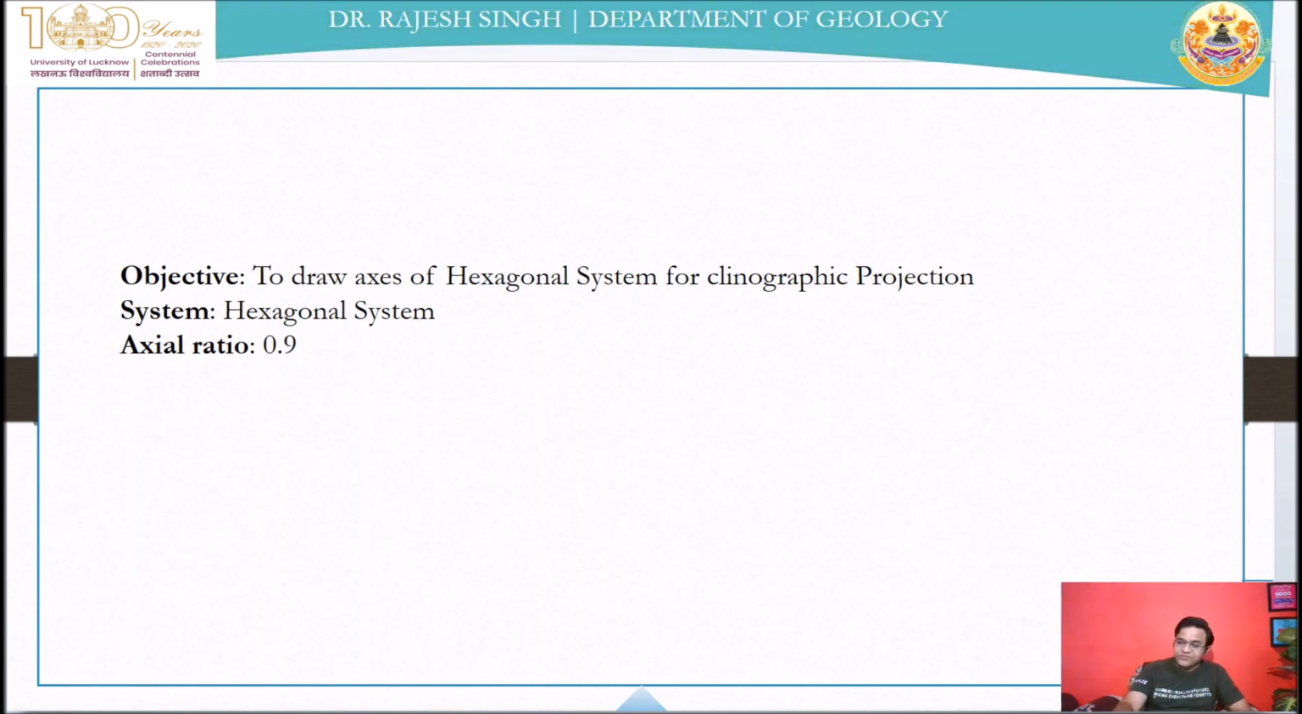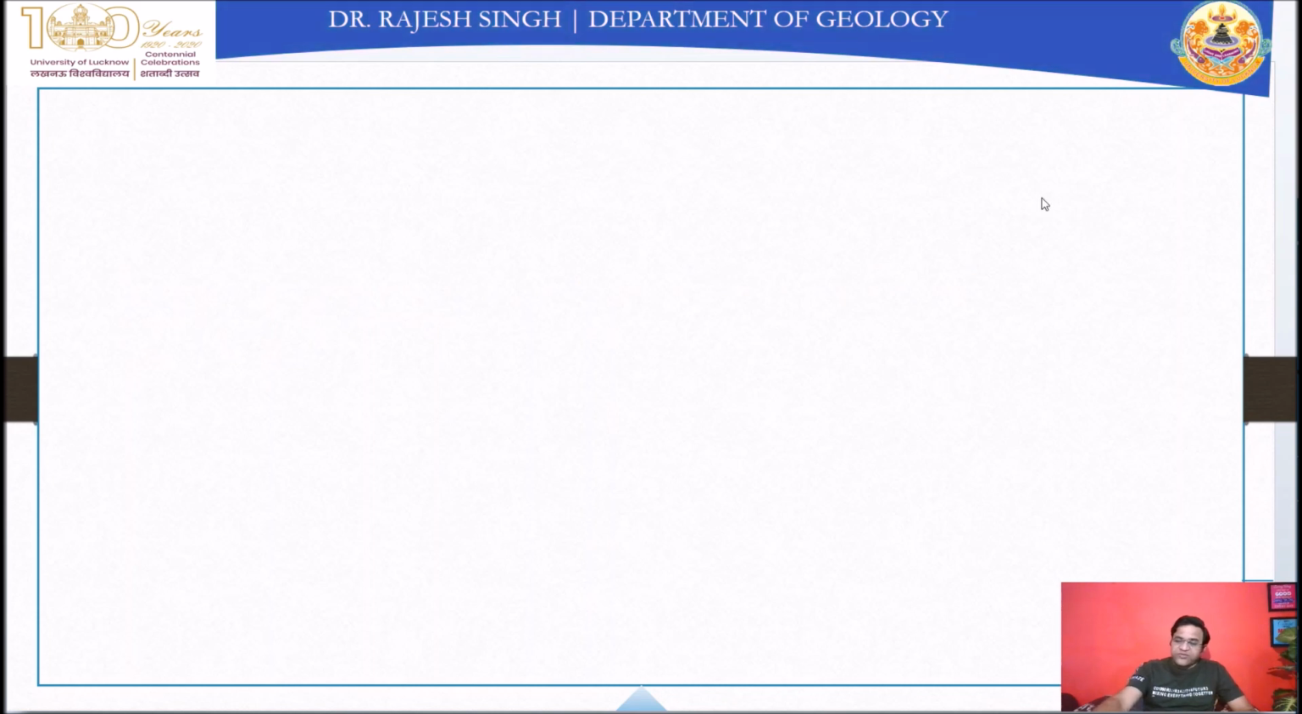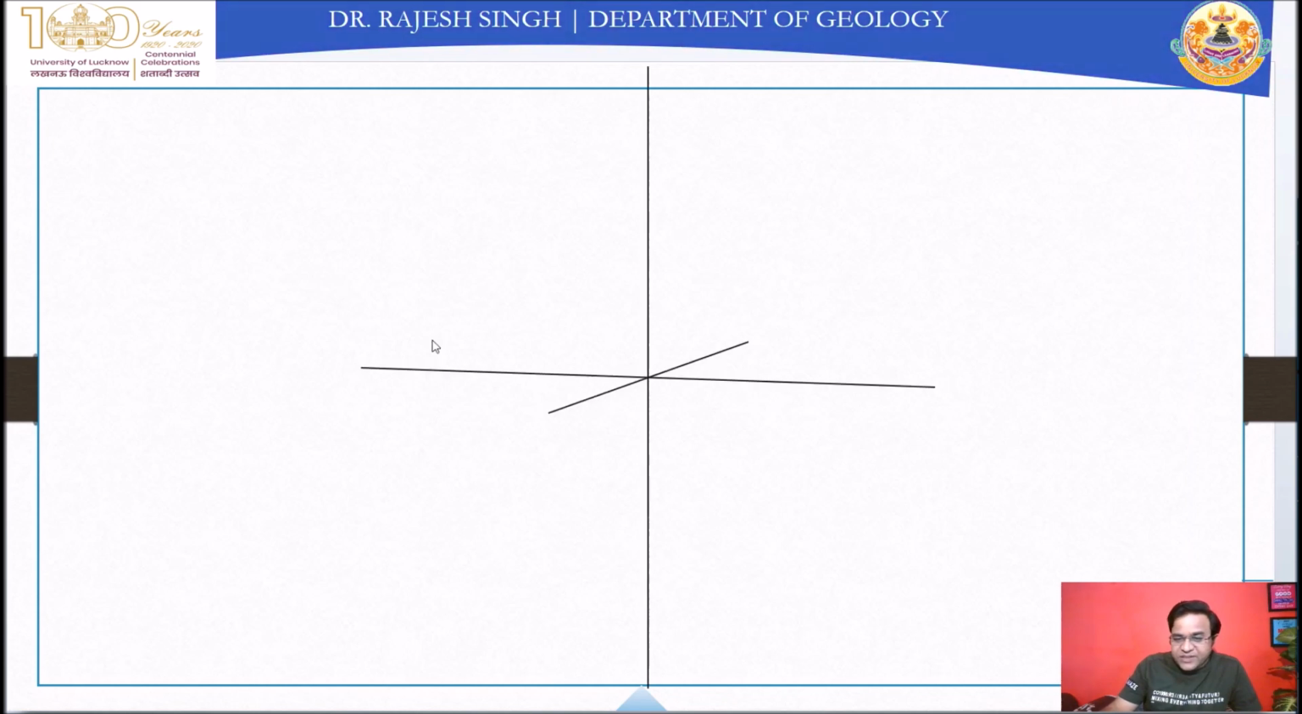Now moving to the drawing of the axes of the hexagonal system. For that, we first have to draw the axes of the cubic system. I think you know how to draw the axes of the cubic system. If you do not know it, visit my YouTube channel and watch the video on preparation and drawing of the axes of the cubic system. Drawing the axes of the cubic system first, this is the axes of the cubic system.